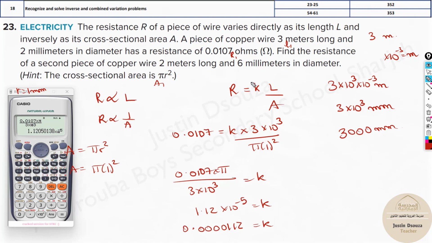Now we found the K value. Now we need to use the same formula again, that is R is equal to KL by A, and find the resistance again for a 2 meter wire and 6 mm diameter. So that would be R is equal to, we know the K value is 1.12 into 10 to the power minus 5. And what is the length now? I'll directly write it. 2 meters in mm would be 2000, or 2 into 10 to the power 3, divided by the area. This time it will be pi into, this is the diameter, so 3 square. That is the area, pi r square, radius is 3.